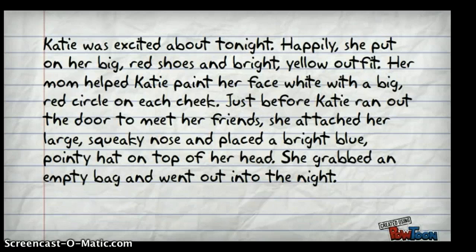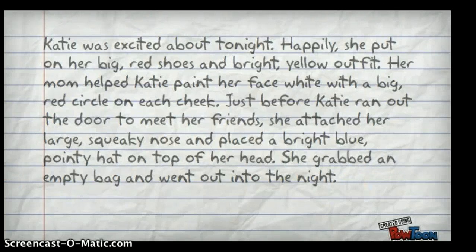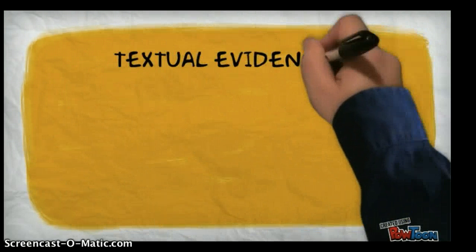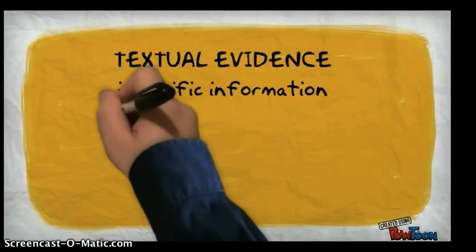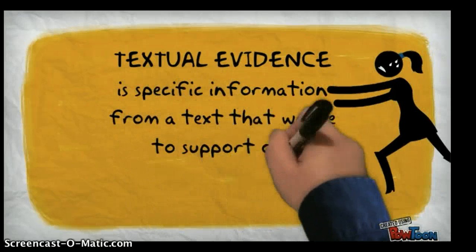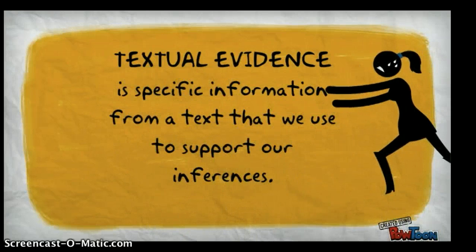But it's that last sentence that really helps us to make the inference. Katie grabbed an empty bag and went out into the night. Because most people have been trick-or-treating, or at least seen others do it on TV or in movies, we know from our experiences that this means it's Halloween. These details that lead us to that conclusion are what we call textual evidence. Textual evidence is specific information from a text that we use to support our inferences.